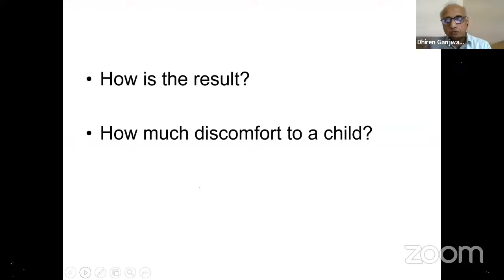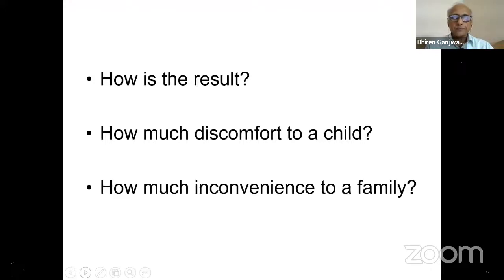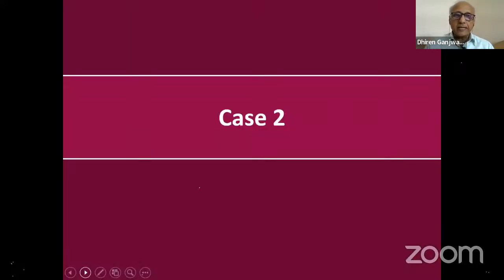As doctors, we usually don't go into the parents' or the child's home, but from their description, we can make out that, yes, it was a bit difficult for them to take care of the child. But if we look at the discomfort, it was relatively less. So again, as I said, discomfort to a child, hardly any. Inconvenience to the family, yes, to some extent, but looking at the magnitude of treatment, it is limited inconvenience to a family. Let's go to the second case.